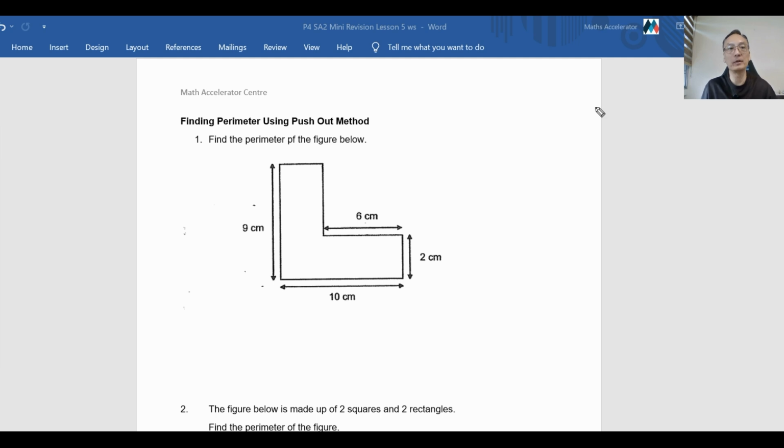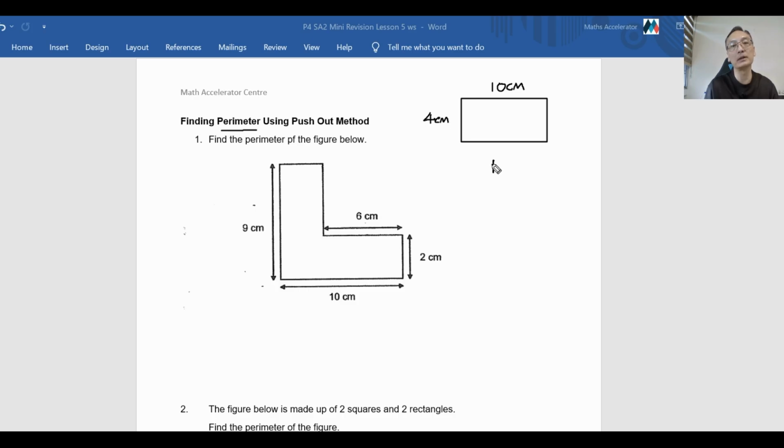On this page, we will be finding the perimeter using the push-out method. Firstly, we understand that perimeter is the sum of all the sides around the figure, right? So let's do a simple revision. If we have a regular shape like this, a rectangle, with a length of 10 cm and a breadth of 4 cm.